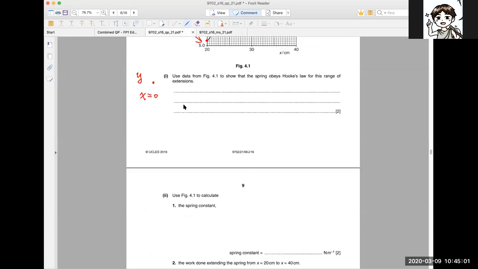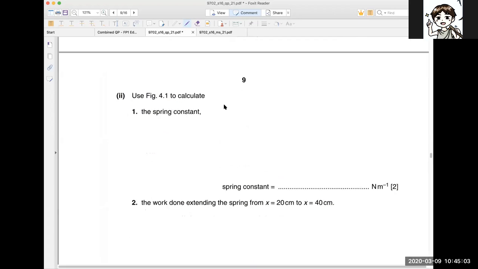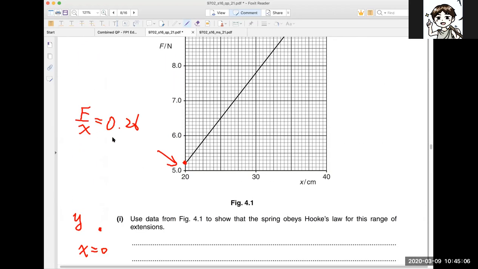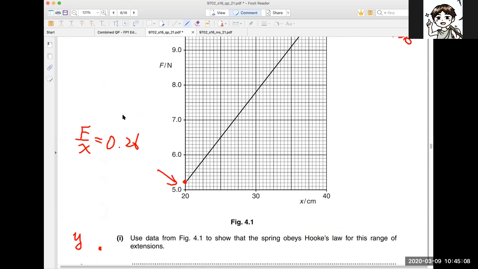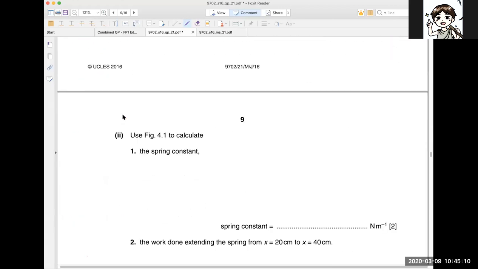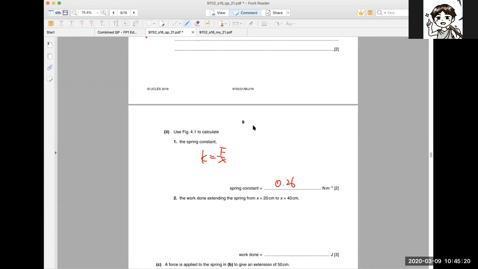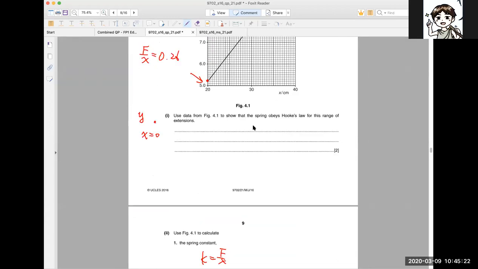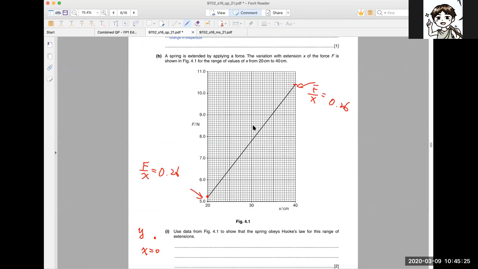For the next part, find the spring constant. That means you find the gradient of this graph. I think you have already found it, so it's 0.26. Okay. So how can you find the work done from 20 cm to 40 cm? Area under the graph. Yeah, you just find the area under the graph.